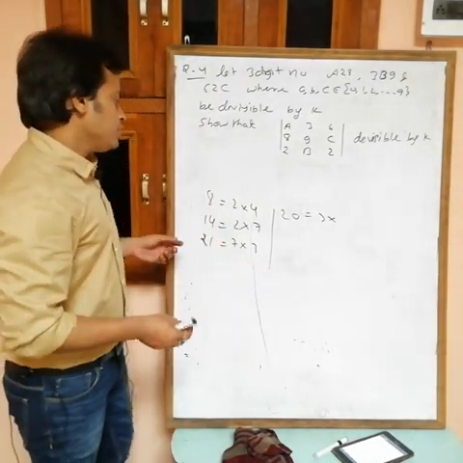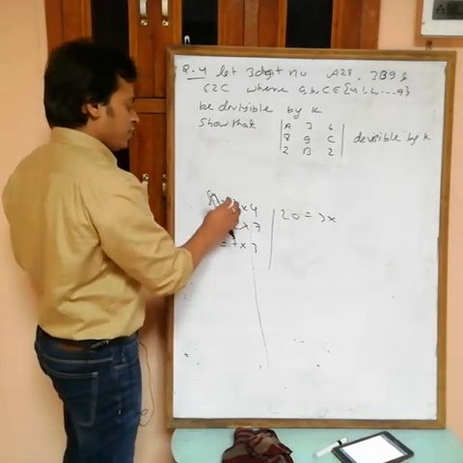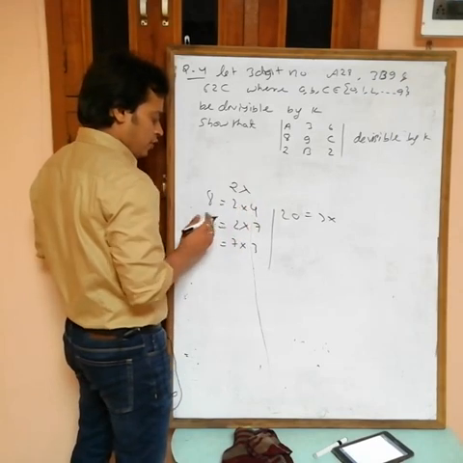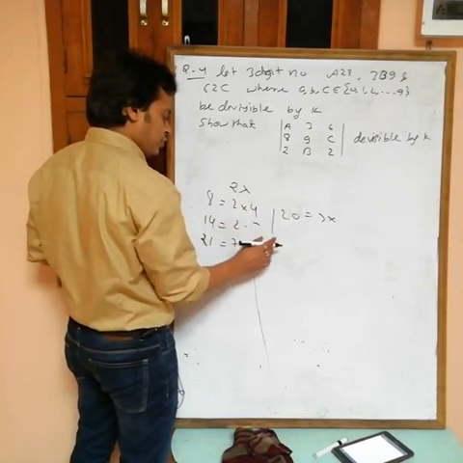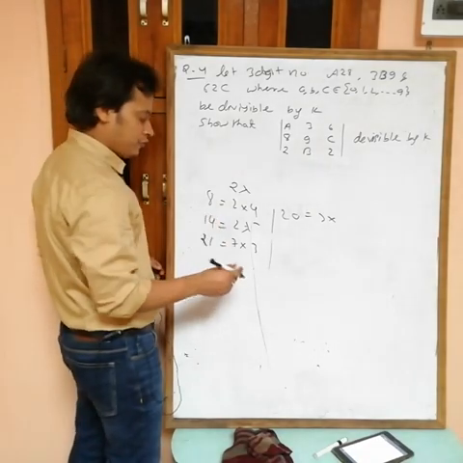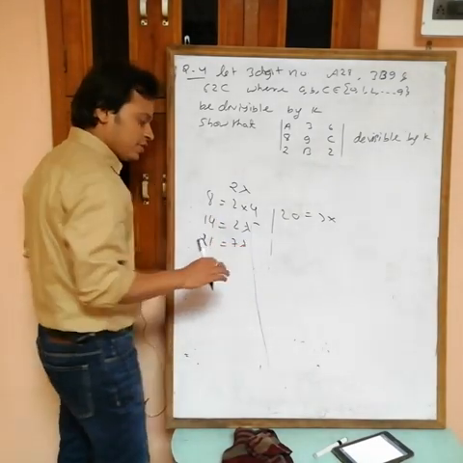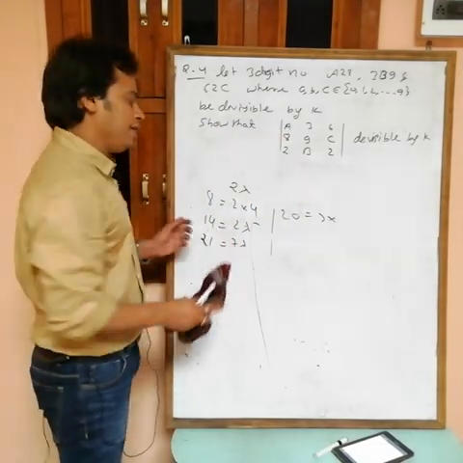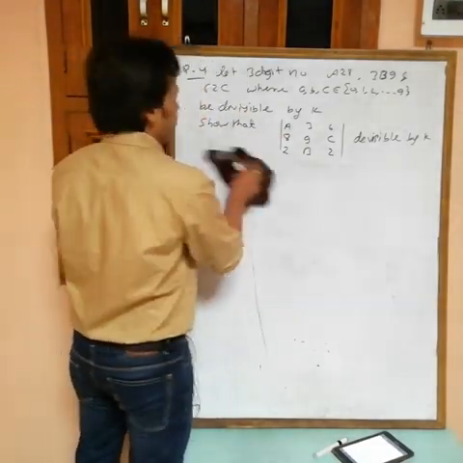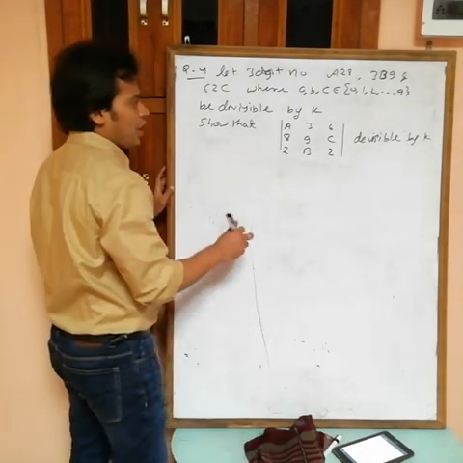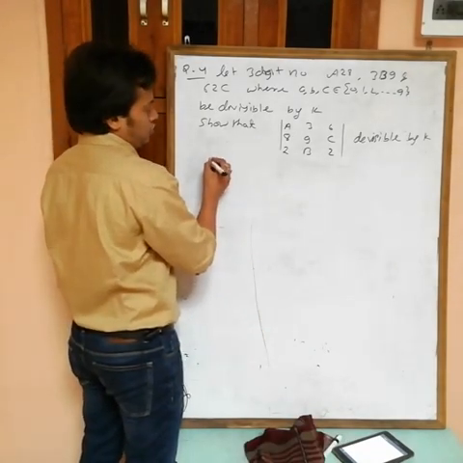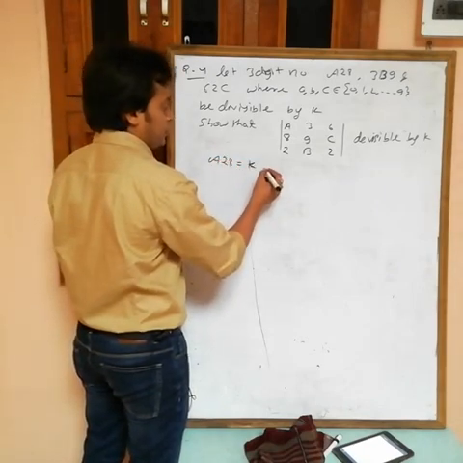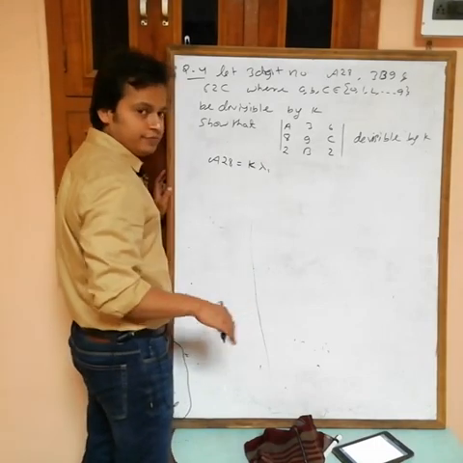Okay, so it means if any number is divisible by 2, then you can write that this number can be written as 2 into something, 2 lambda. 14 is divisible by 2, so this can be written as 2 lambda, it means a multiple of 2. Divisible by 7, so this can be written as 7 lambda, like this. So these numbers are divisible by k, so I can assume that 828 can be written as k into something, suppose k into lambda 1.